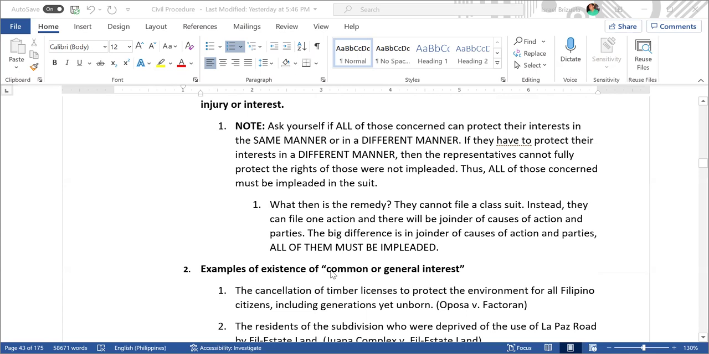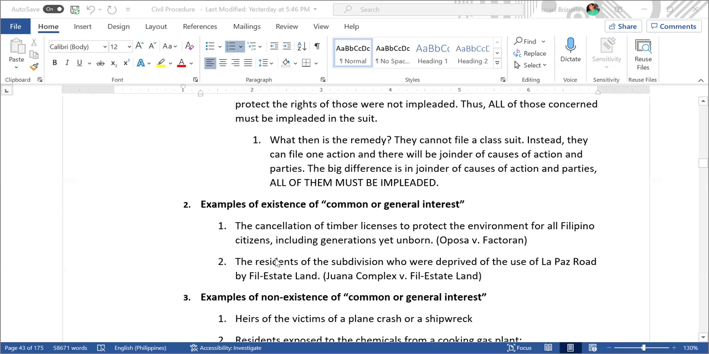What then is the remedy? They cannot file a class suit. Instead, they can file one action and there will be a joinder of causes of action and parties. The big difference is that in joinder of causes of action and parties, all of them must be impleaded.